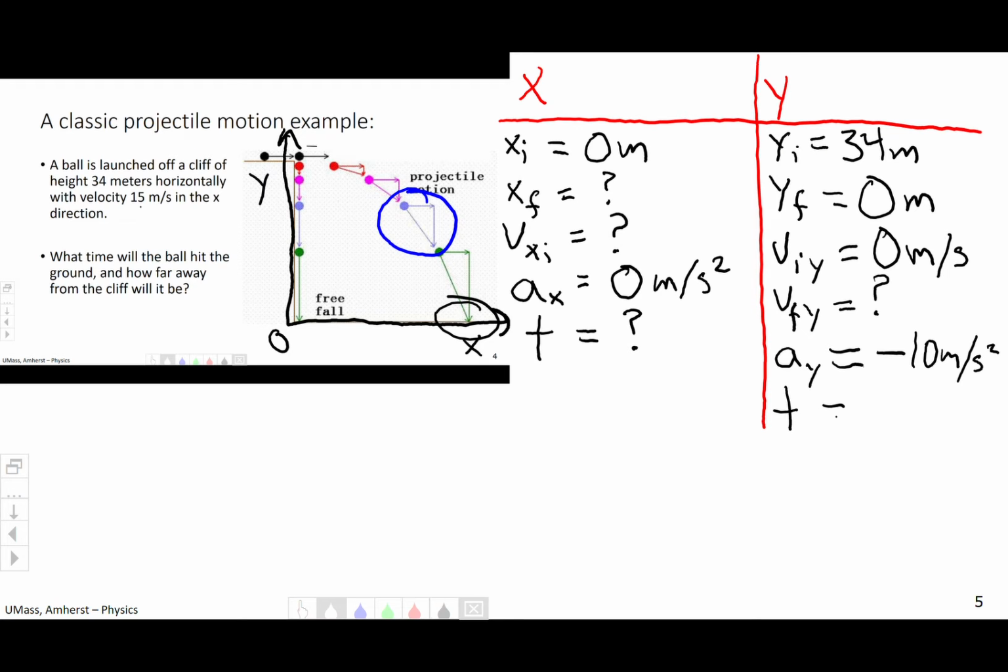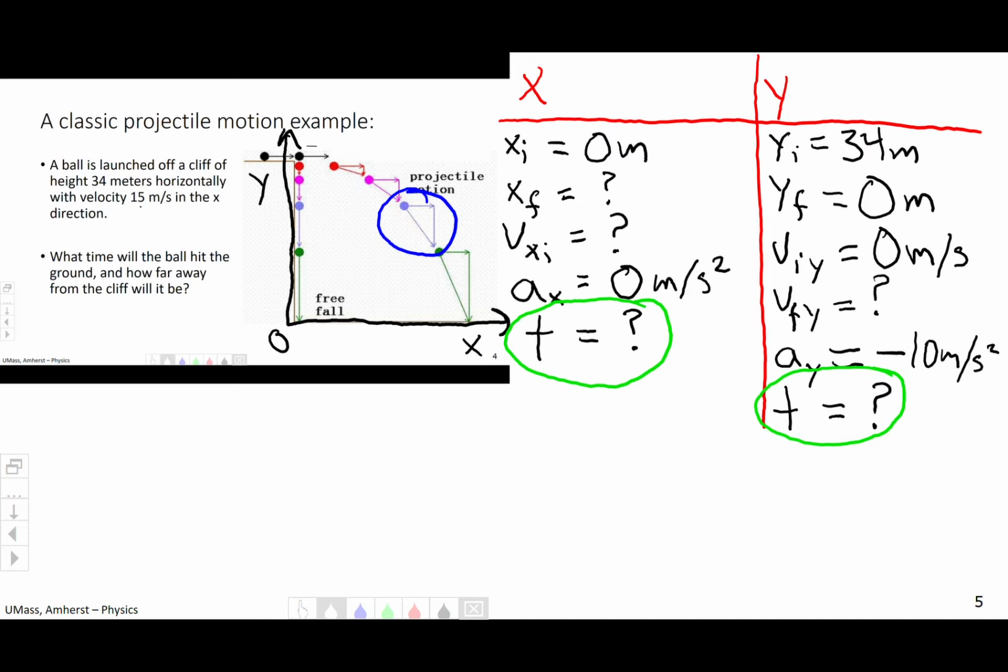The time that it takes at this moment in time is also unknown. We don't know how long it's going to take to fall. However, what we do know is that these two times are the same. It seems kind of obvious, but it takes the same amount of time to hit the ground in the x direction as it does in the y direction. You hit the ground at the same time. It's one motion. It's one curved path. So there's only one time that it takes to get from our initial position up here to our final position down here.